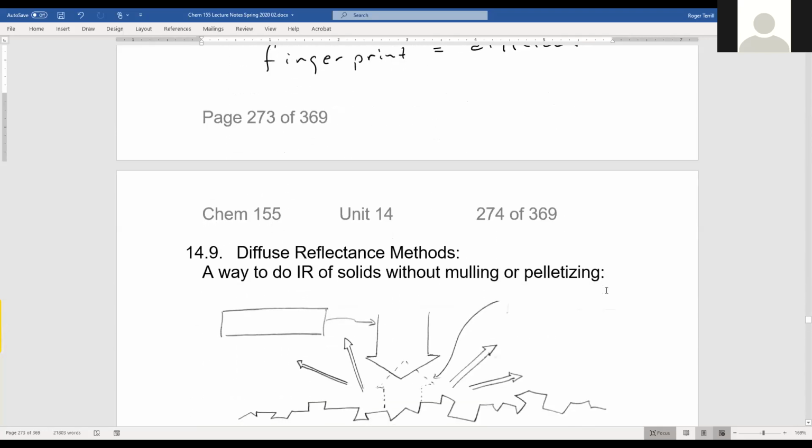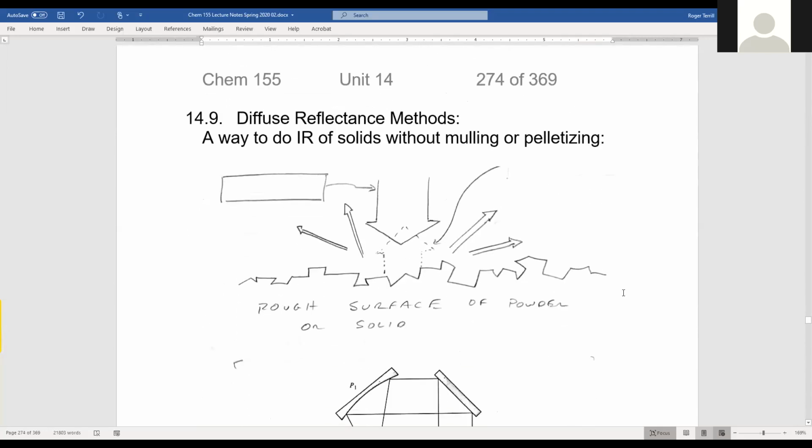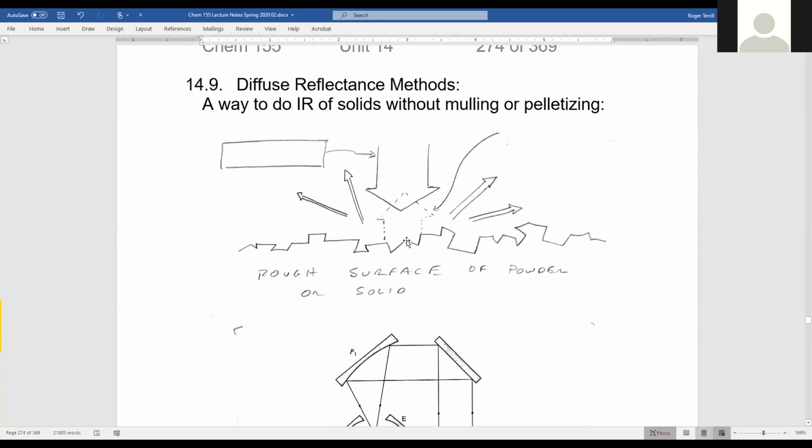So let's see here. Now, another thing you can do is you can mix your analyte with KBr, right? And then you just reflect the infrared beam into it and then collect all the radiation that's coming out and feed it into the detector, right? And that's called diffuse reflection.